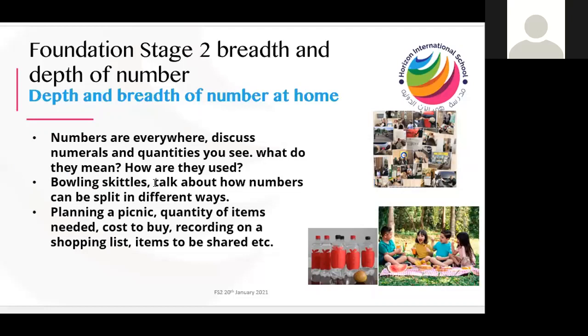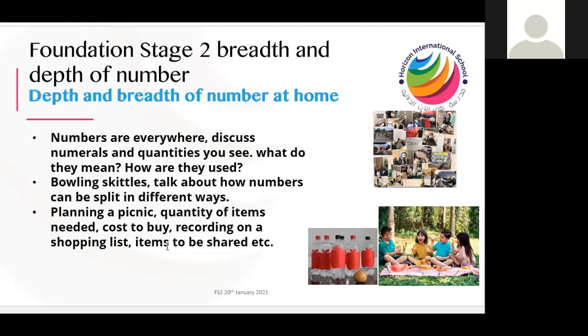Another idea is bowling Skittles. So we've been doing that in school this week, and it's really simple, just made with water bottles, and it's a great way to split numbers in different ways. We've been doing it this week with 10 Skittles, and the children have been learning the bonds to 10. You could also do it with 5 Skittles, you could do it with 15 Skittles, for children to understand the way that the numbers can be split and how the two parts are added together to get the total.